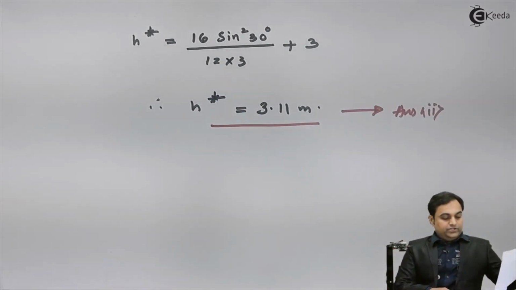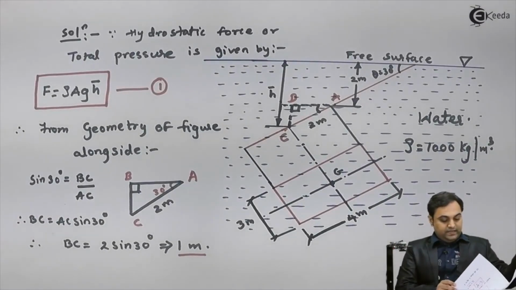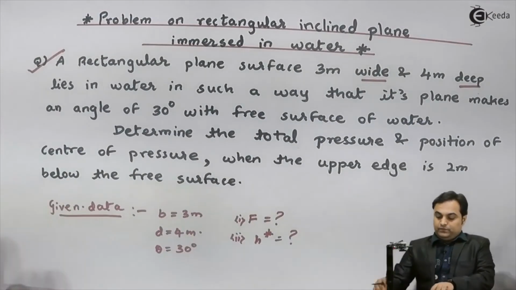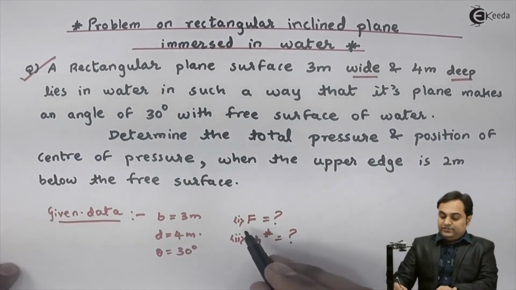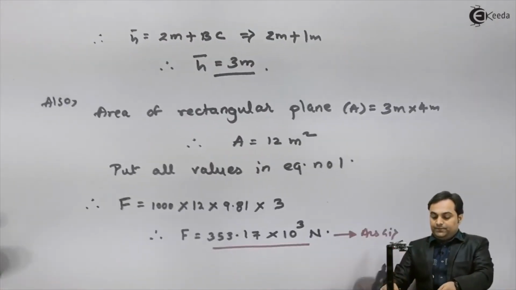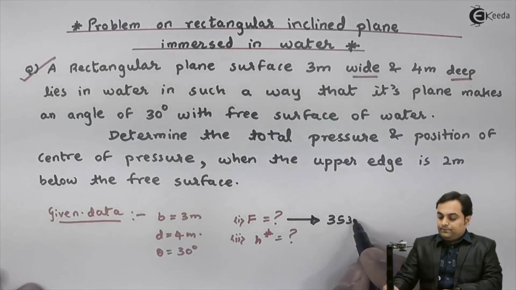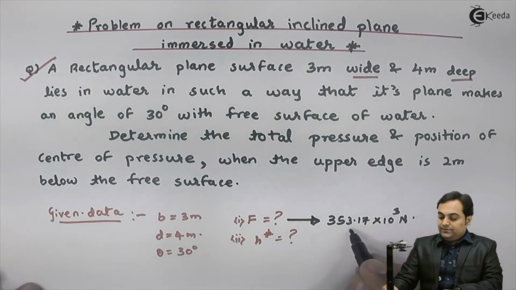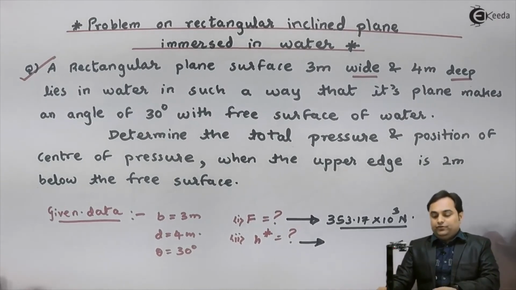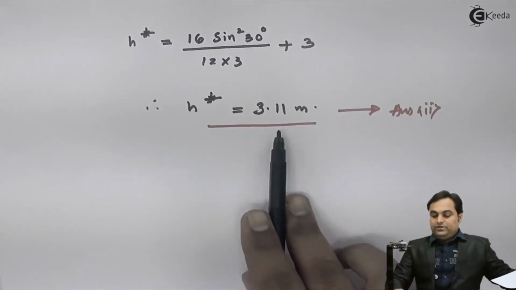So if we look into the question, there were two unknowns we were asked. The first one was hydrostatic force, or we can call it total pressure. The value we have calculated was 353.17 into 10 raised to 3 Newton. Our first answer. Next, H star, that is the location of this hydrostatic force from the free surface of water. H star is 3.11 meter.